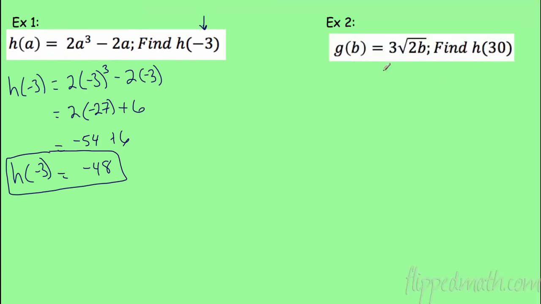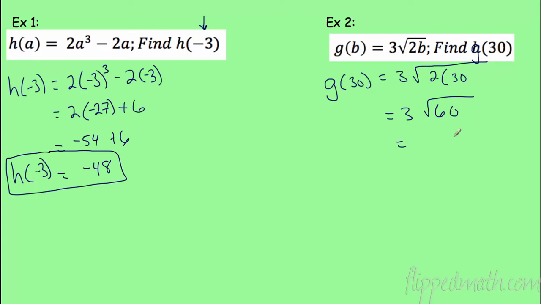Ooh, we have a radical. Excellent. So, typo on my part, and that's supposed to be g right there. So g of b equals 3 radical 2b, find g of 30. So wherever I see b, I'm going to put a 30. So g of 30 equals 3 radical 2 times 30. And 2 times 30, of course, is 60.